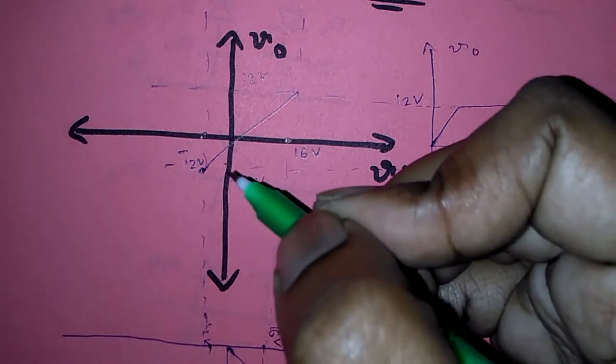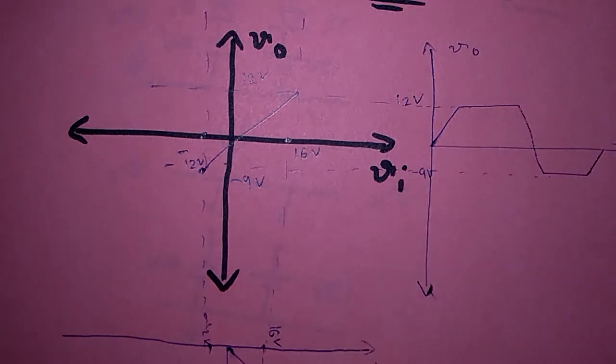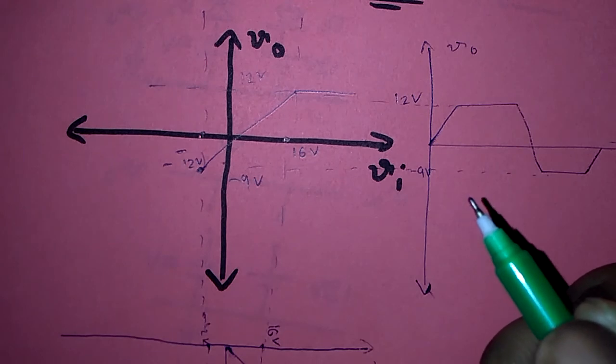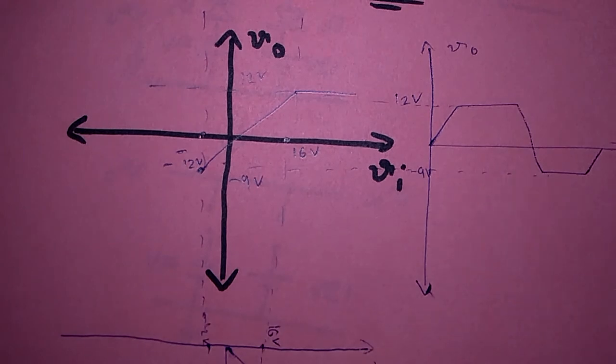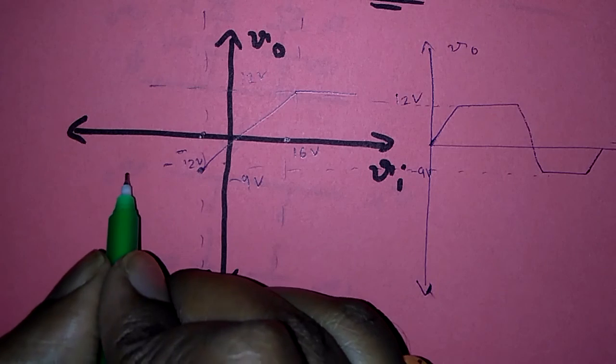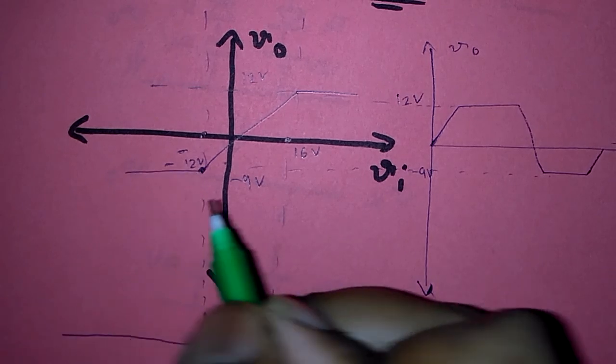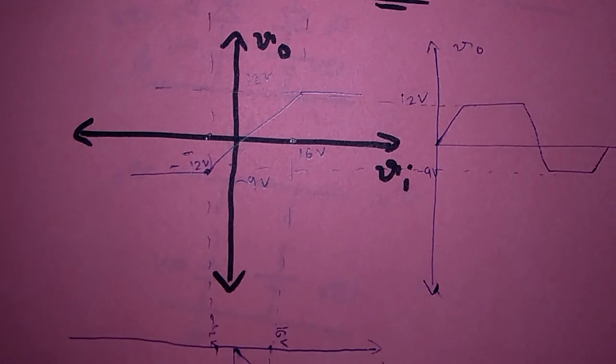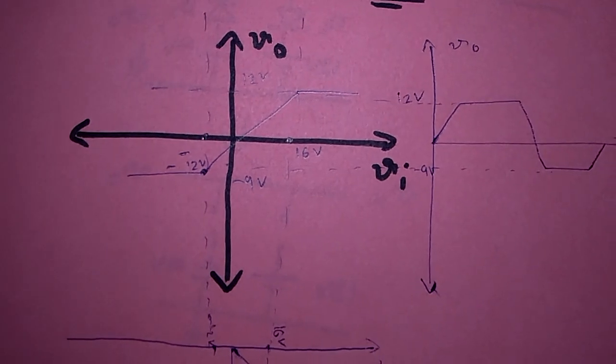After that, whenever our input waveform exceeded the reference voltage 16 volts, output becomes constant and it appears like this, 12 volts, plus 12 volts. Whenever our input waveform crossed minus 12 volts, output is fixed and its value is minus 9 volts. So in this manner we can plot the transfer characteristics of the given circuit.